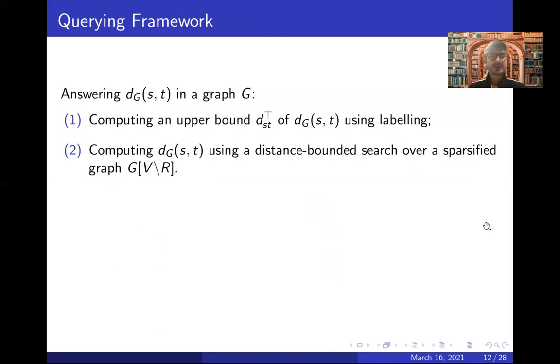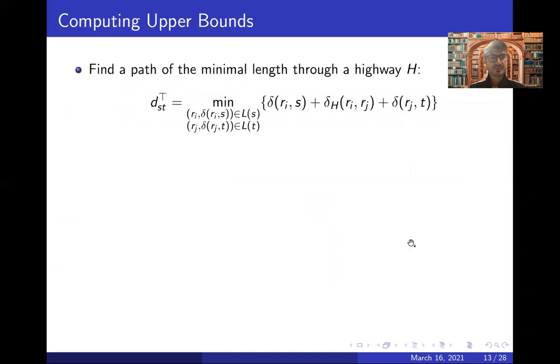After computing a highway cover labeling, we can answer a distance query in 2 stages. The first stage is to compute the upper bound, and the second stage is to conduct a distance-bounded search over a sparsified graph under that upper bound. Computing the upper bound is to find a path of minimal length through a highway edge.